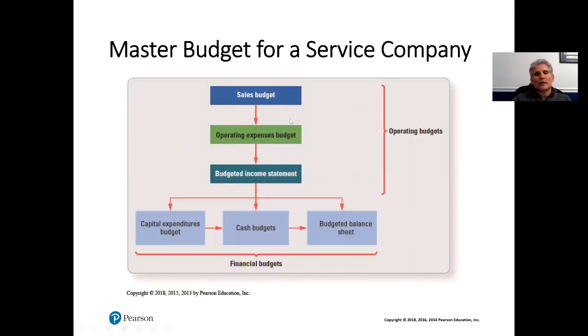So a picture of what it would look like is a little simpler, where you just have your sales budget, operating expense budget, budgeted income statement, but you still have your financial budgets. Those are all the same. There's no difference.